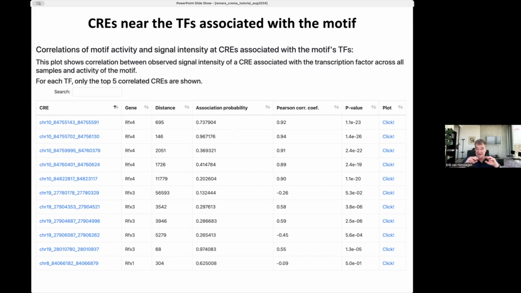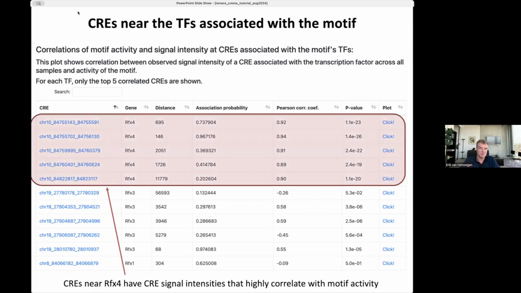And let's look in the neighborhood of the promoters of RFX4, 3, and 1, and look for CREs that occur near these promoters and measure how well the signal at those CREs, right, how the accessibility is going up and down across samples, correlates with how the motif activity of this motif goes up and down across the samples. And so that's in this table here.